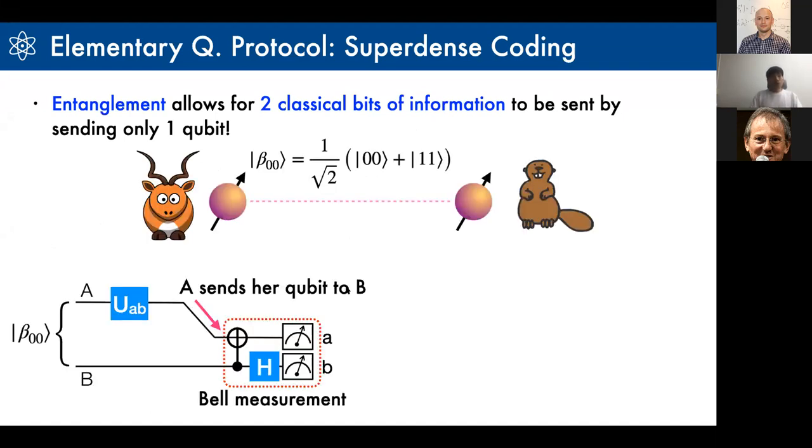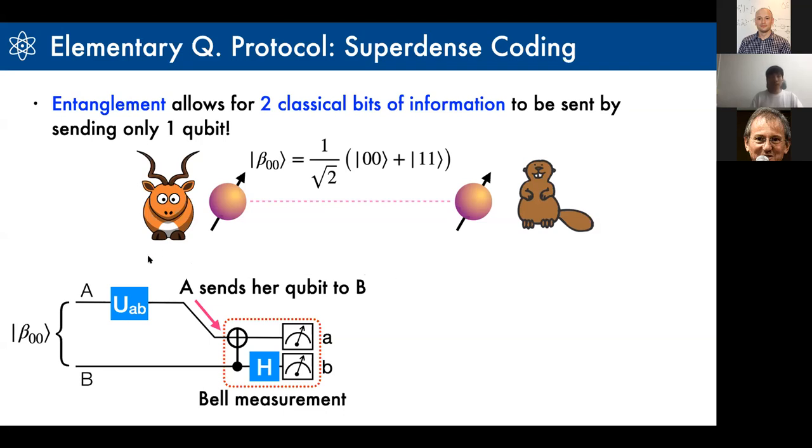So let's say we have an antelope in South Africa and we have a beaver in Korea, and they met in some conference, so they were able to generate an entangled state, a two-qubit entangled state. And then after this conference, they decided to keep one qubit each, and they go back to their countries, okay? So this entangled state is shared between two parties that are far away. So now antelope wants to send some classical information to beaver who is far away.